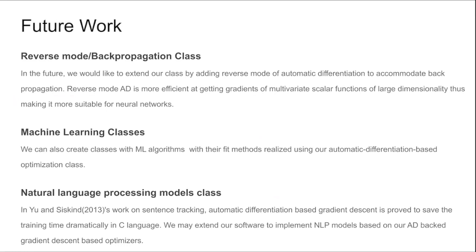The third option that we have here is to build natural language processing model classes. So natural language processing has a wide variety of applications today. Research suggests that automatic differentiation-based gradient descent can help improve the training time dramatically. So we can extend our software to implement NLP models using the AD-backed gradient descent-based optimizers.